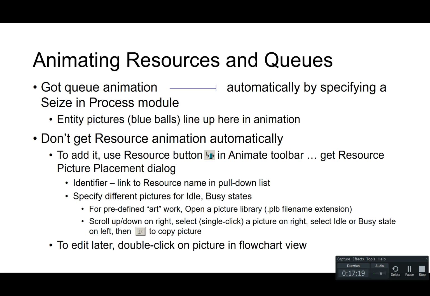Animating resources and queues. You've got the queue animation symbol right here, which is automatically specified by the process module. You don't get the resource animation automatically. In this case, you have to go and add that by clicking on the resource button in the Animate toolbar. From there, you use the identifier to link the resource name in the pull-down list and specify different pictures for the idle or busy states. If you want to use predefined artwork, you certainly can, but you can also combine or create your own. To edit later, you can always double-click on the picture within the flowchart view to change it if you prefer.